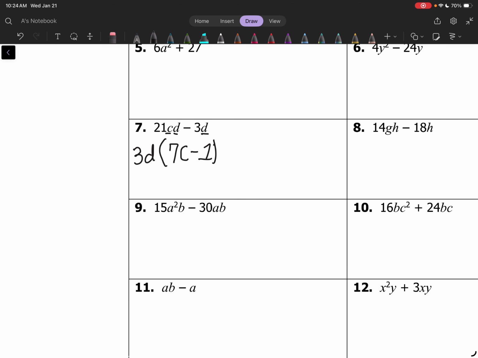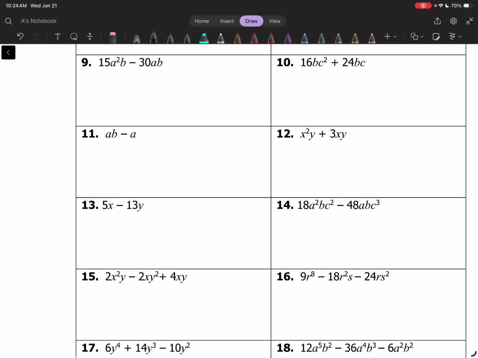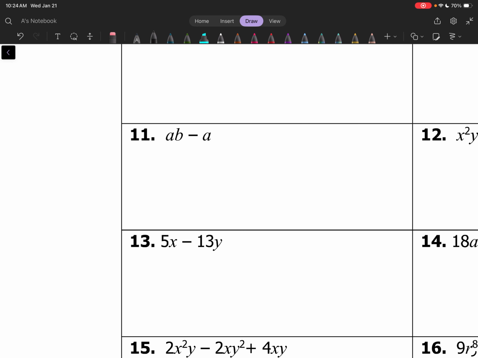All right, now let's look at number 11. Number 11, I don't have any coefficients. So we just have to go straight to variables. I have an A, I have a B, and I have an A. The A's are in common, they're in both terms. I can factor out an A. So from the first time I pulled out A, I'm left with B. The second time I pulled out A, but A divided by A is 1. So it's B minus 1.